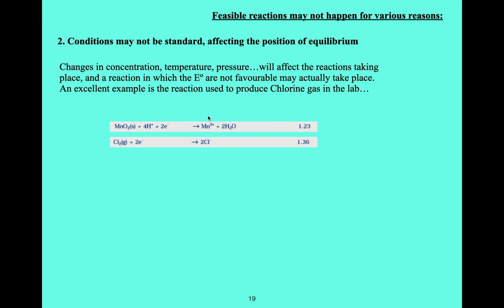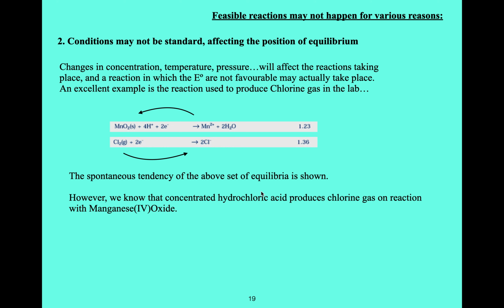So let's have a look at this system. We make chlorine gas in the lab using manganese(IV) oxide and concentrated hydrochloric acid. Let's look at these systems first. This is the more negative of the two values, so we'd expect this to go to the left, releasing electrons, and this to go to the right. That implies that in this system, chlorine gas should not be produced. In fact, chlorine gas should be used up to make chloride ions. That's the spontaneous tendency. But if that were the case, we couldn't make chlorine gas using this particular system.